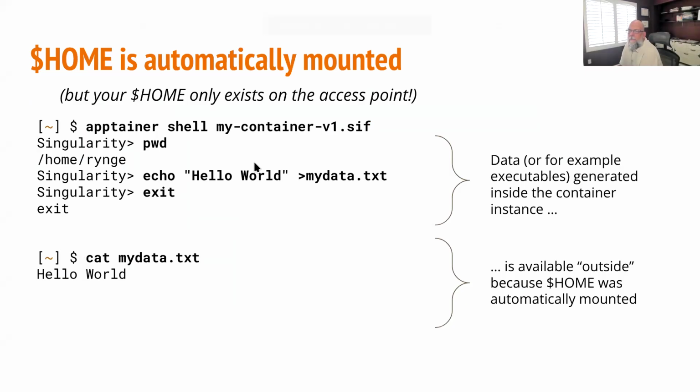Again, here is an example of why having home is really neat. You can also do the reverse where, in your container, you can create a piece of data. So for example, you can run your code, create a piece of data, and then later when you look in the home directory, the data is still there, even after you stop the container. So this is very convenient.